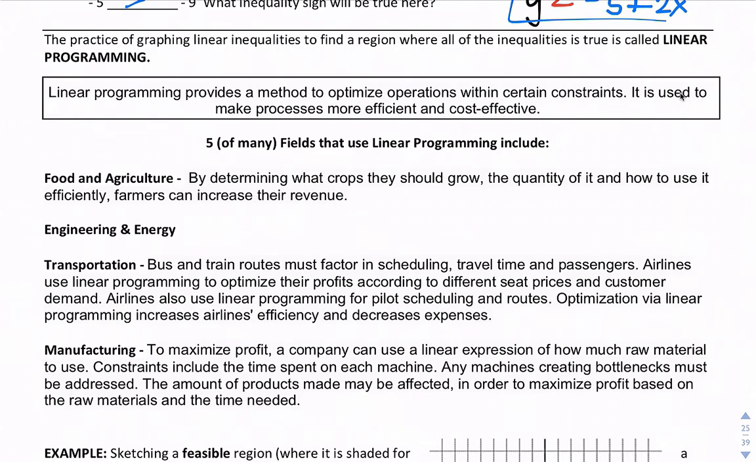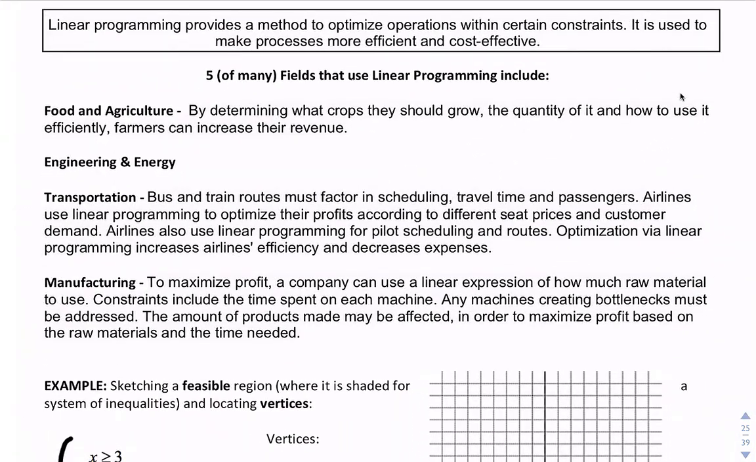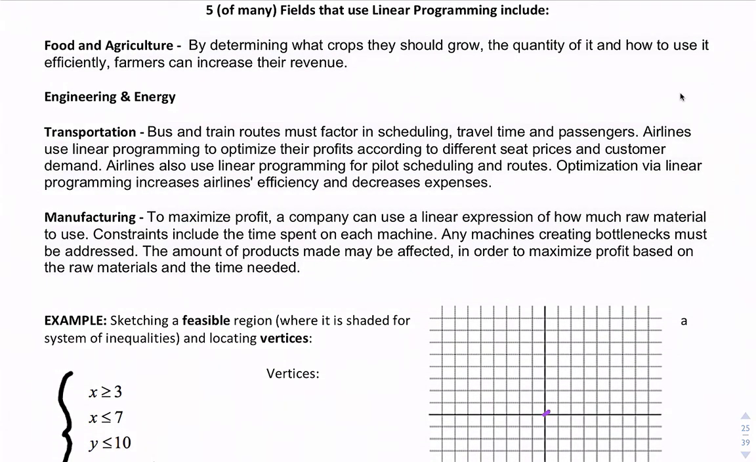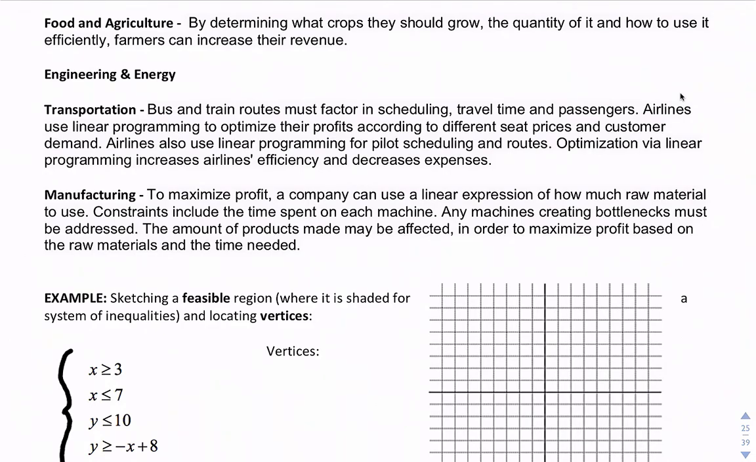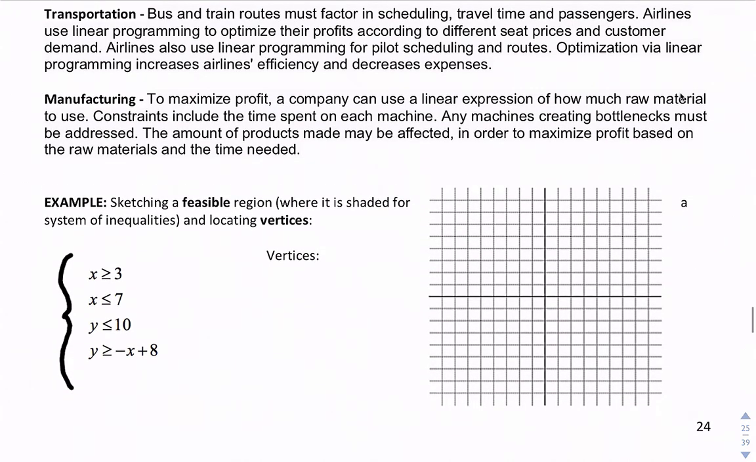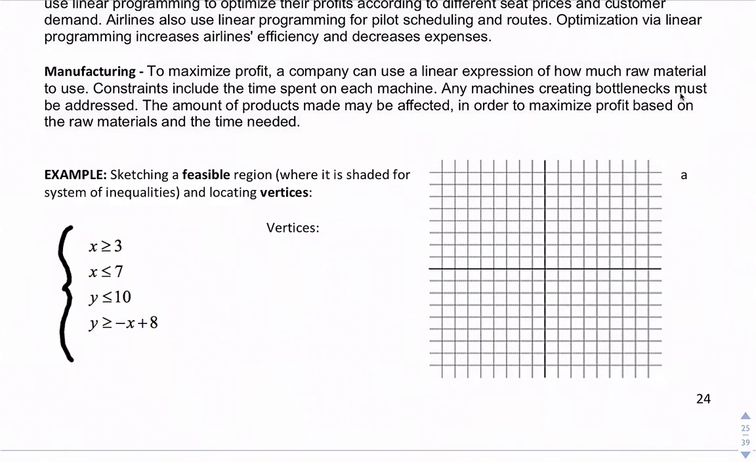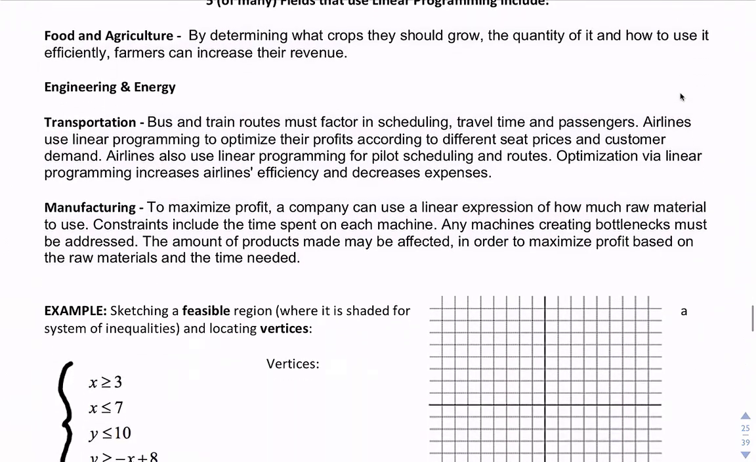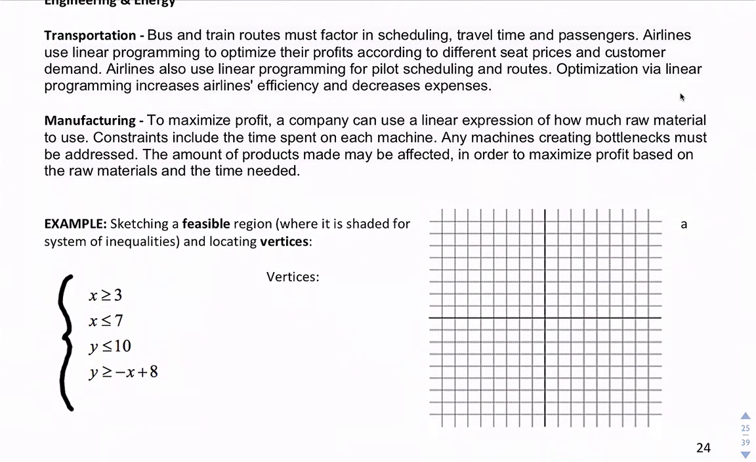So linear programming you can use to find maximum values, minimum values. So here are just some examples. If you're in food and agriculture, you can determine what crops should grow, the quantity of it, and how to use it efficiently. And by doing so, you're going to increase your revenue. Transportation, you can look at optimizing profits, looking at scheduling, and so on. Manufacturing, again, maximizing profits, you can minimize time needed, and so on. So linear programming is actually used a lot to figure out how to save money or make money.